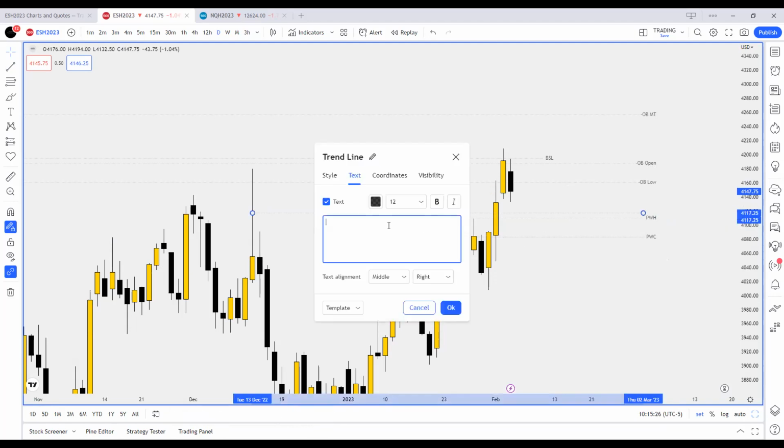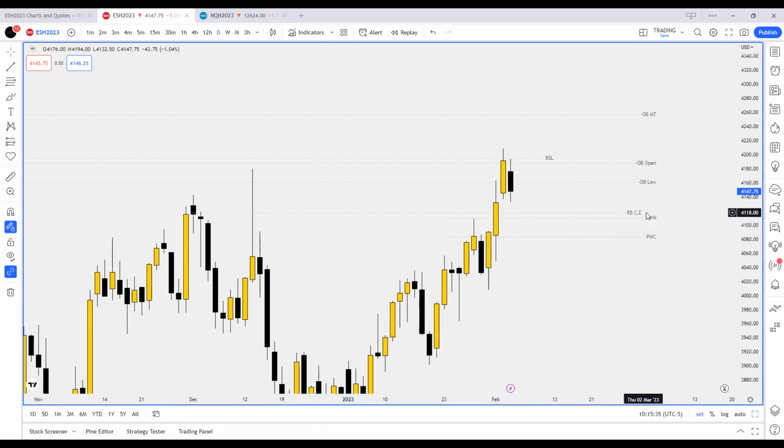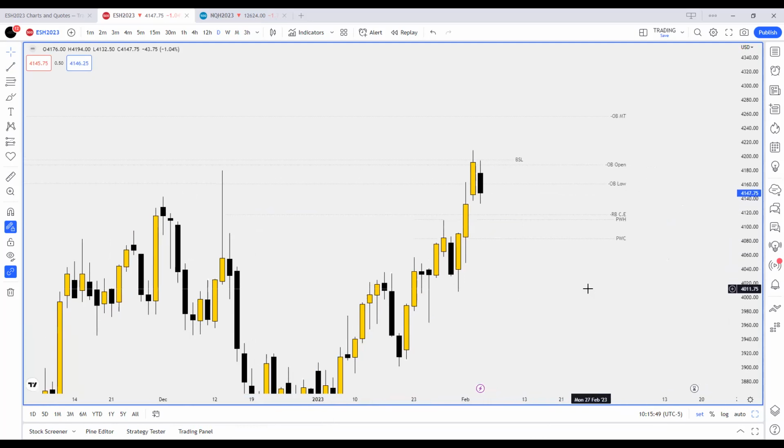you've got negative rejection block, consequent encroachment. And from there, I'm kind of using this as an inversion model, and that's another thing too. It's not just fair value gaps that are inverted and use inversion models. You can use them in basically all the PD arrays. So in here, I've already got some confluence.